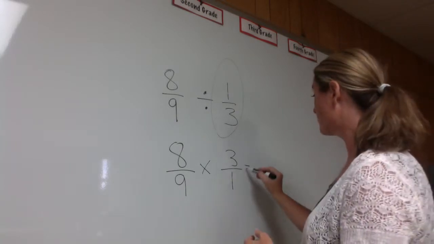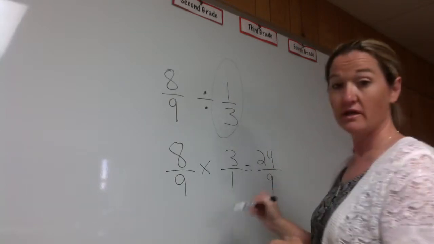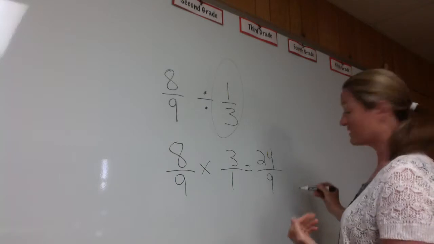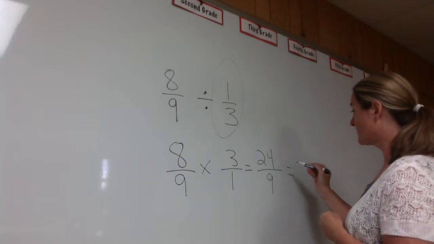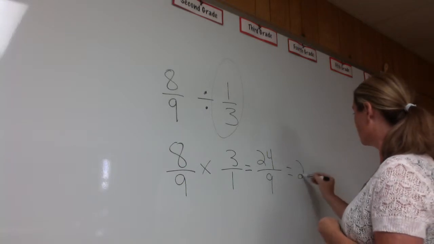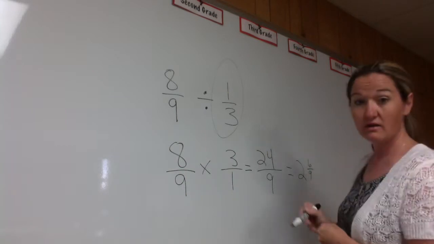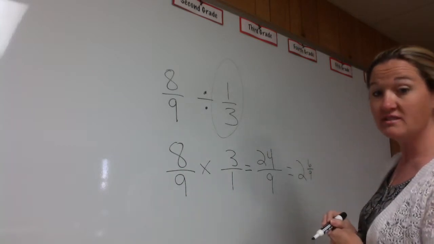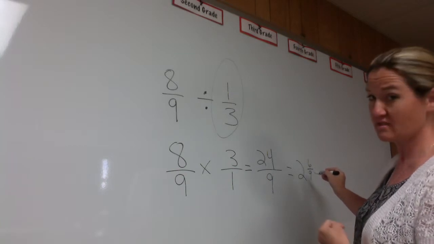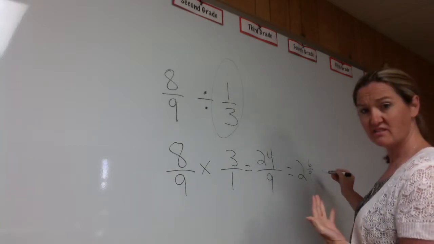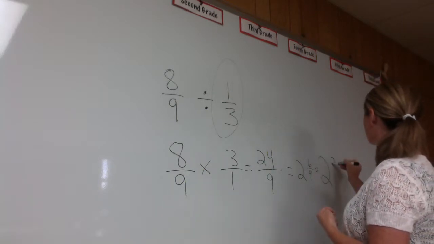And then we just solve: 24/9. Can we leave our answer like that? No, that's an improper fraction. Have to turn it into a mixed number. 9 goes into 24 2 times, with the remainder 6/9. So 2 6/9. Can we leave my answer like that? No, because it's not in simplest form. 6/9 in simplest form is 2/3.